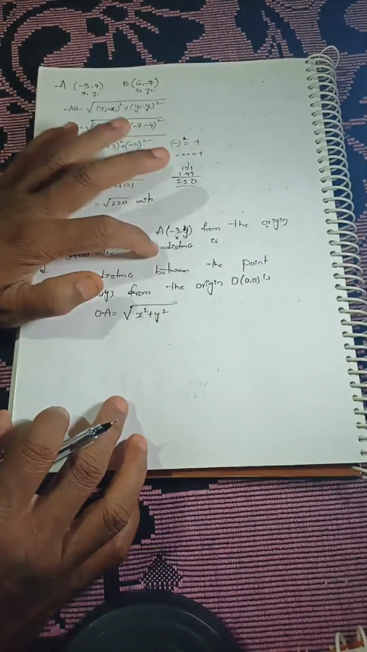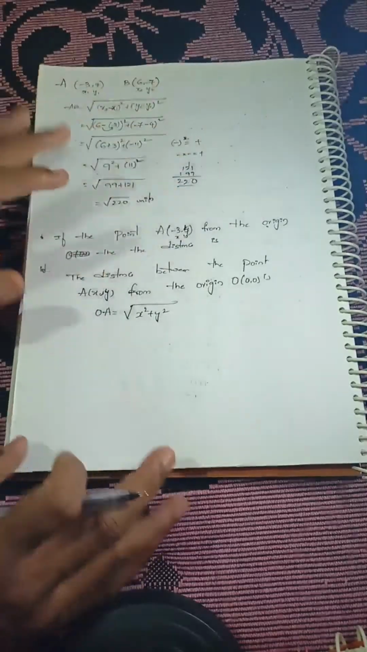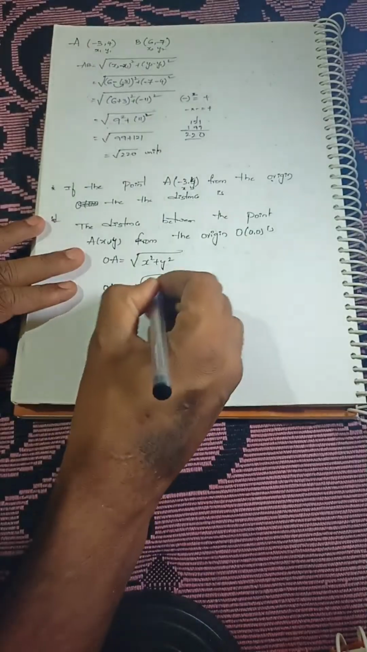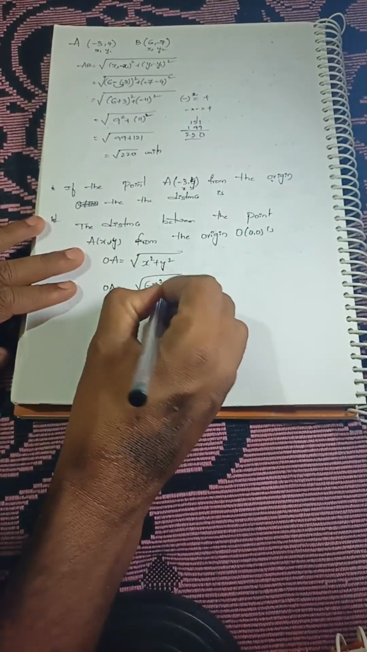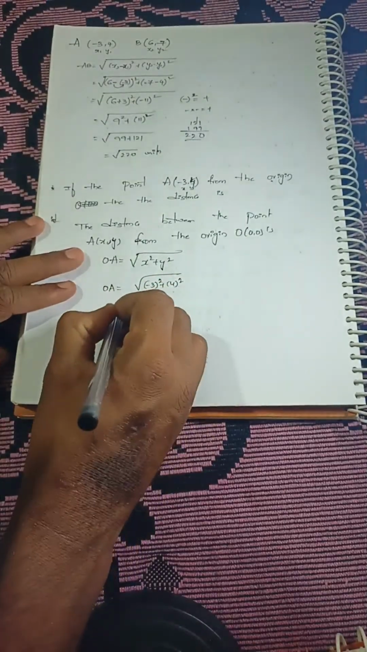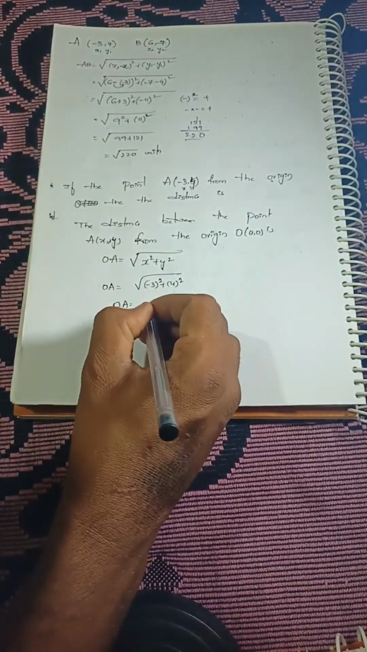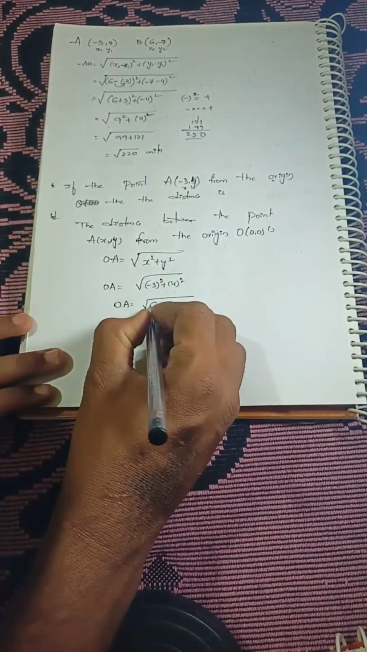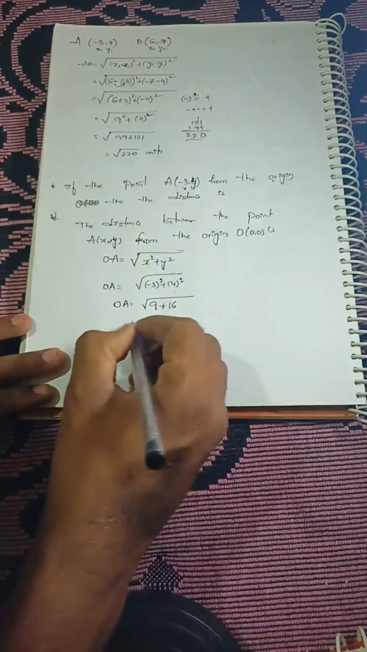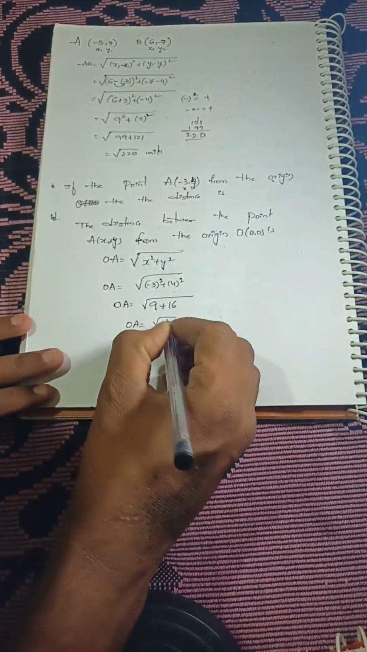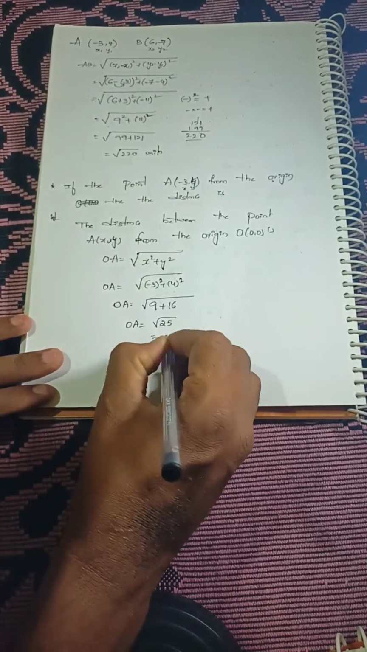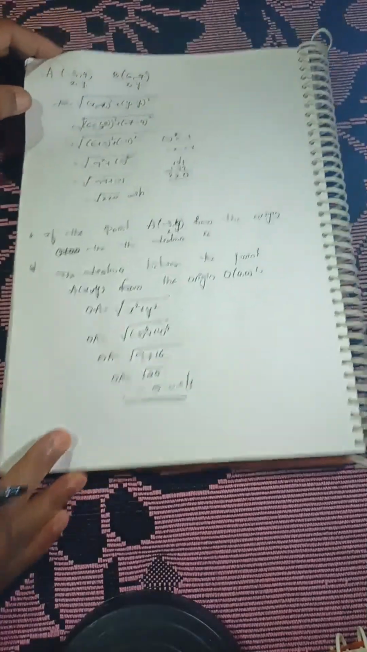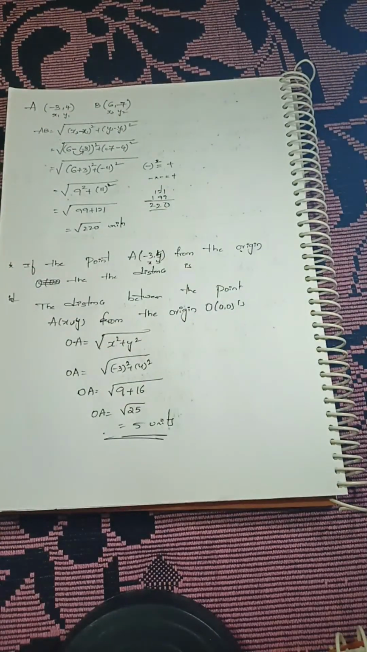The formula is the distance from the origin to a point. So OA is equal to, the x value is minus 3 whole square plus 4 whole square. So OA is equal to under root of minus into minus plus 9, 3 3s are 9, 4 4s are 16. So OA is equal to root 25, value is 5 units. So like this you have to find the distance from the point to the origin.